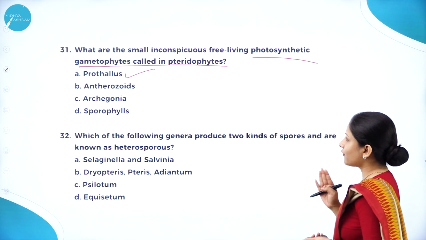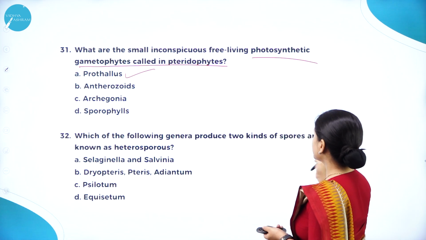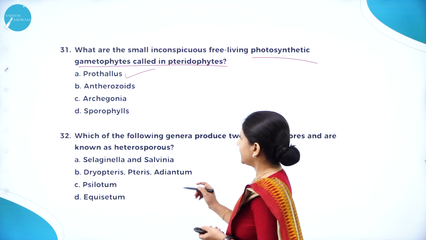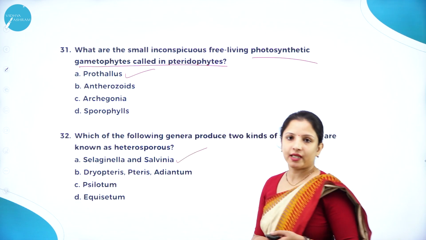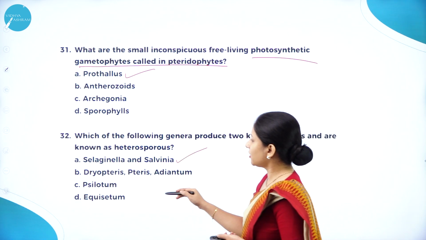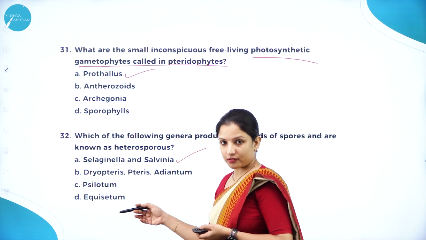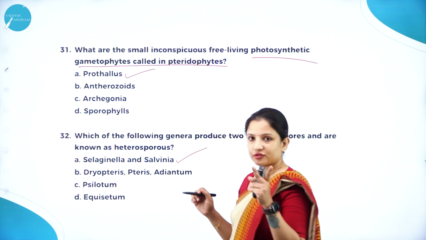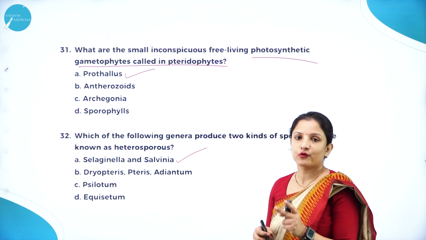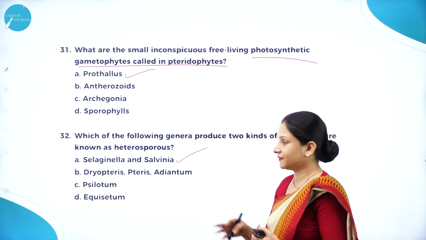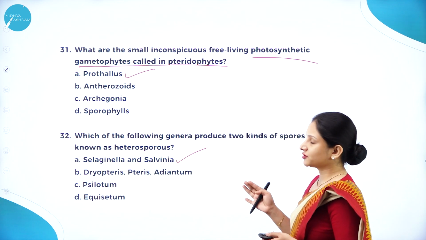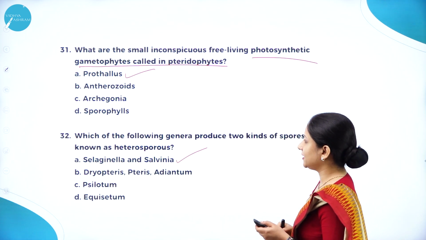Next, which of the following genera produces two kinds of spores and is known as heterosporous? It is Selaginella and Salvinia. These all come under pteridophytes itself. But among them, heterosporous means two different types of spores are produced in the same plant itself. So that is in Selaginella and Salvinia. The heterosporous condition is seen in them.